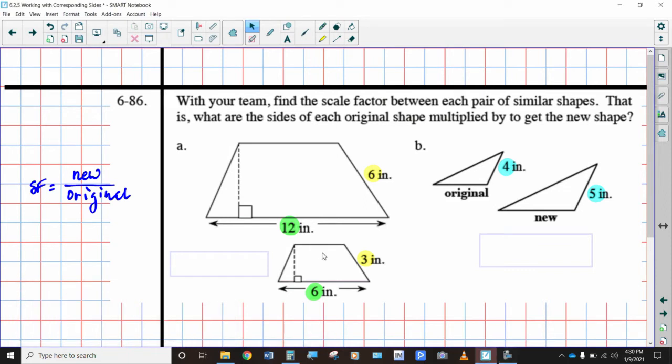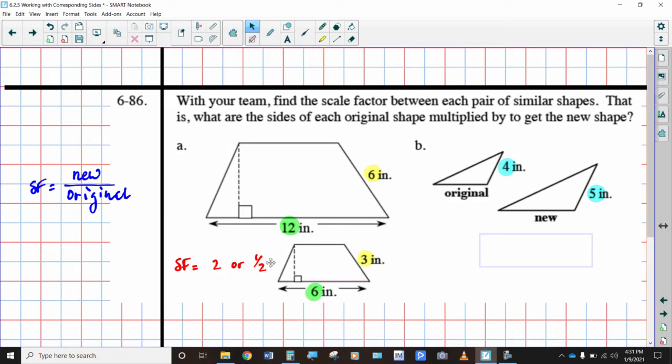Right, so taking a look at the 2 trapezoids. Our scale factor is either going to be 2, since 3 times 2 is 6, and 6 times 2 is 12, or if you were going in the other direction, shrinking or reducing it, 6 is twice as much as 3, so 3 has to be half as much as 6. So if you multiply 6 times 1/2, or 12 times 1/2, you would get the respective lengths of these sides on the smaller of these 2 trapezoids.